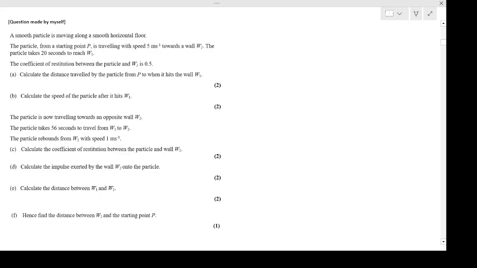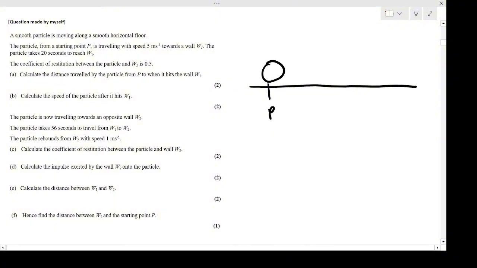Now the first part wants me to calculate the distance travelled by the particle from P to when it hits the wall. So what is going on? We need to draw something. We have a particle, this little ball, at a starting point P. So my particle starts here, then it's going to move forward, and then it's going to hit some wall W1. Hopefully happy with that.